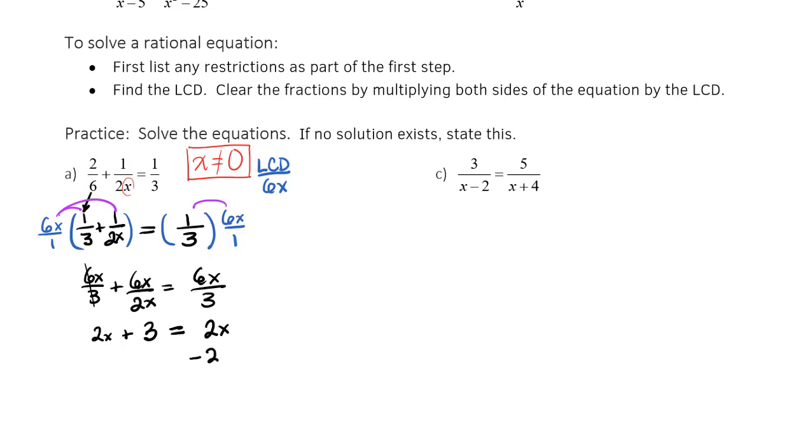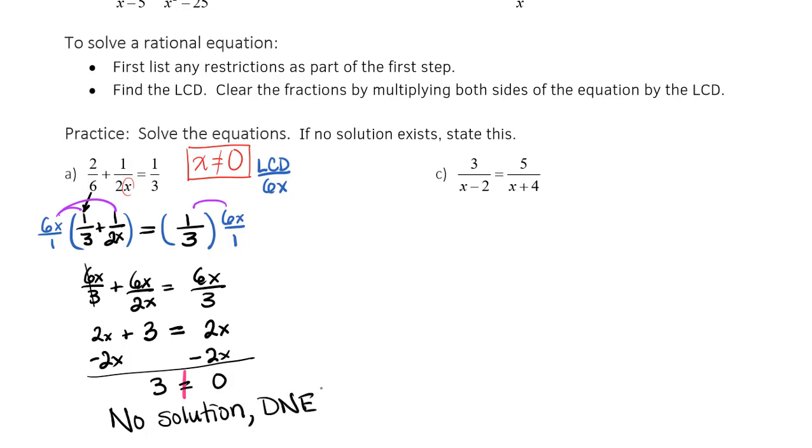I'm going to subtract 2x from both sides, and we get 3 = 0. This, hopefully you can see, is not true, so there is no solution here. You might also see DNE, as a statement that the solution does not exist. Alright, so now let's look at the next rational equation.